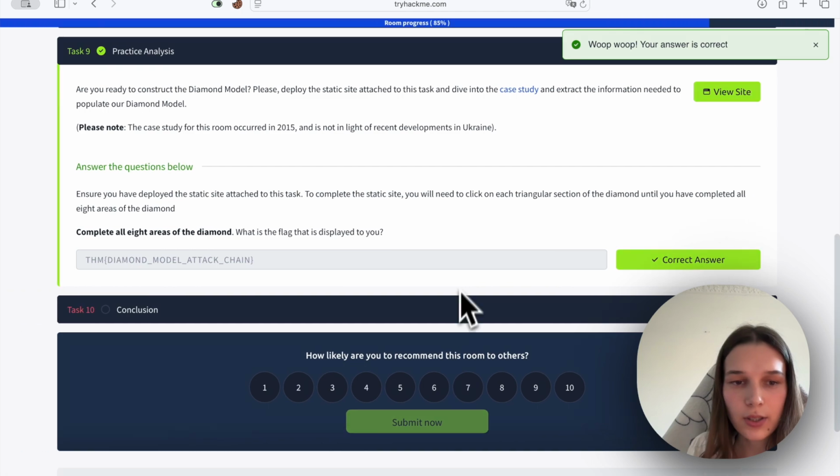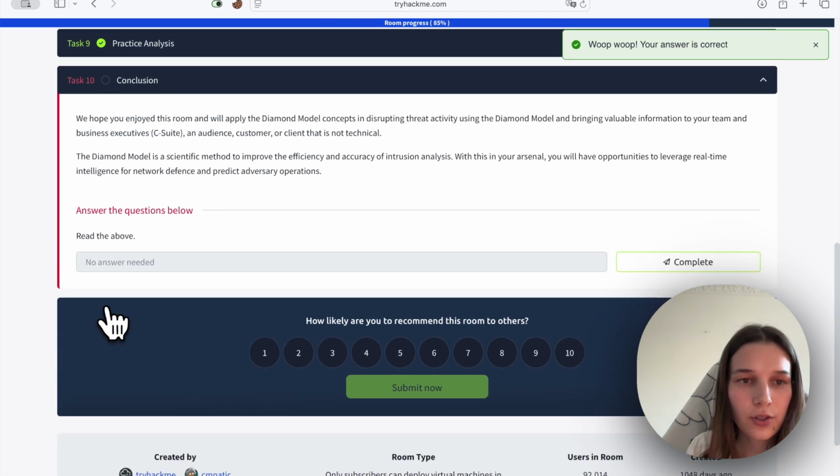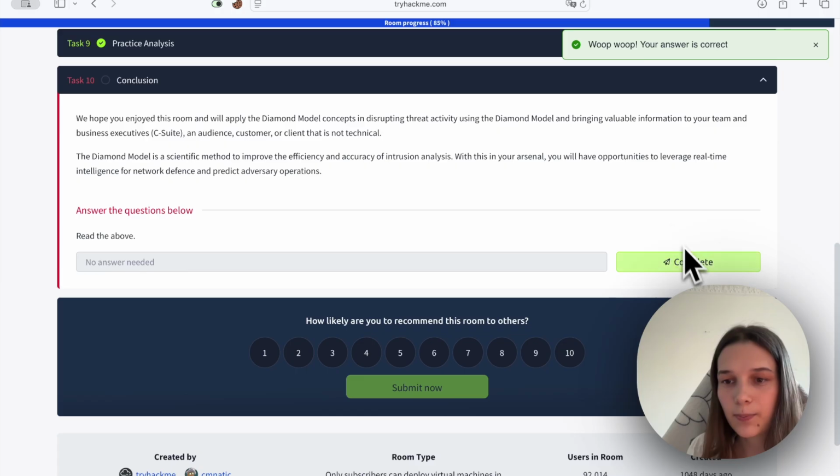So now we can close it. We go to the conclusion. You can read above and press complete.